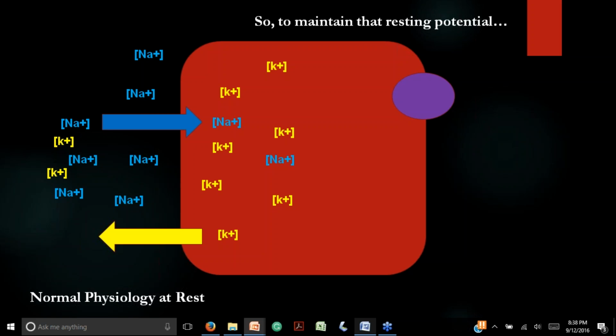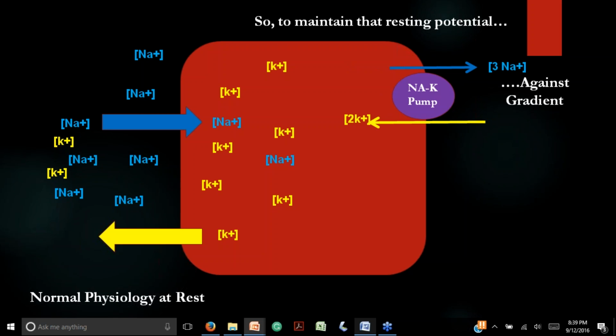So we are going to try to keep the resting potential. The resting potential is the difference between positive and negative charges from outside to inside when the cell is in resting state. In this case, to keep this resting potential, we are going to use the sodium potassium pump. What the sodium potassium pump does is exchange 3 sodiums for 2 potassium. So we have 3 sodiums coming out and 2 potassium coming in, and that is against the gradient. That is what we call active transportation.